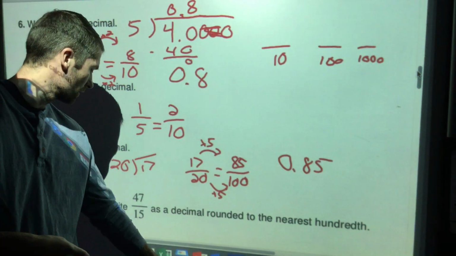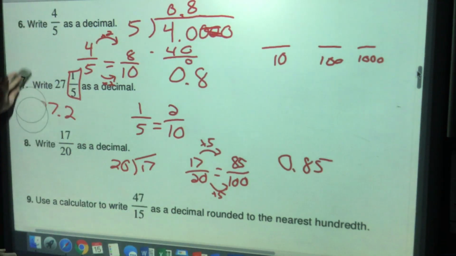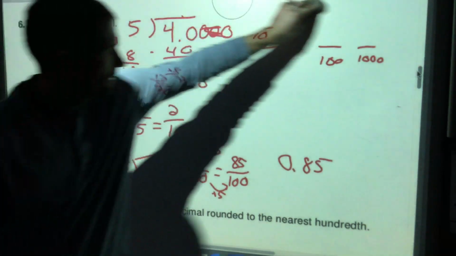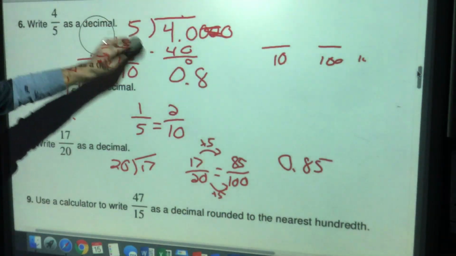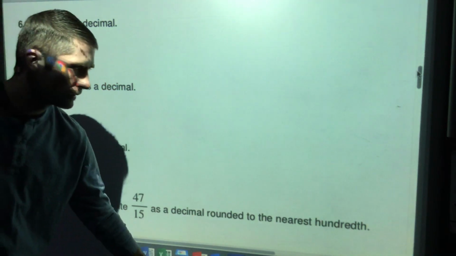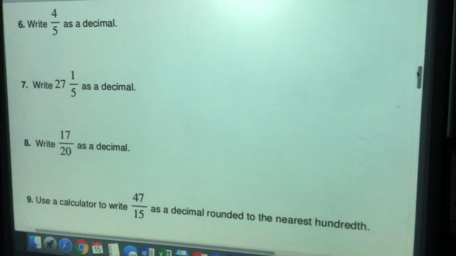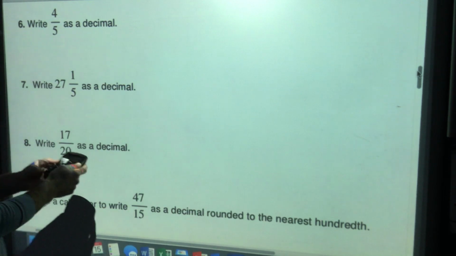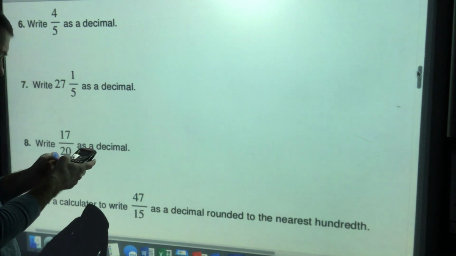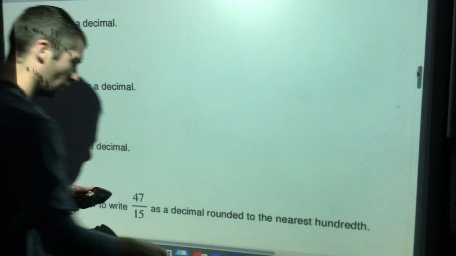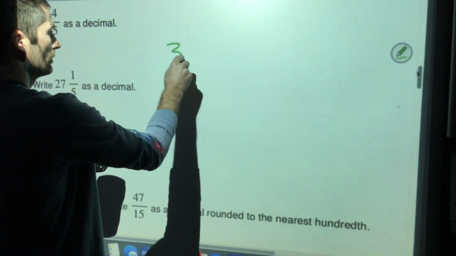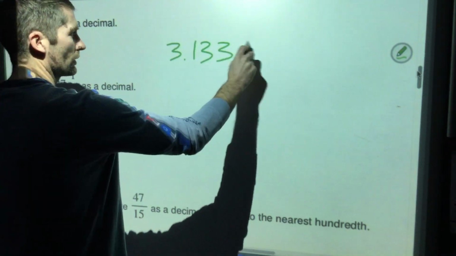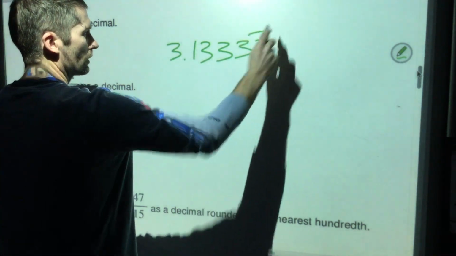Number 9, use a calculator to write 47/15 as a decimal rounded to the nearest hundredth. Okay, so we know that fraction form is really just division. Numerator divided by the denominator. So for this one, 47 divided by 15 is 3.1333. The 3 goes on forever. Put a line over it.